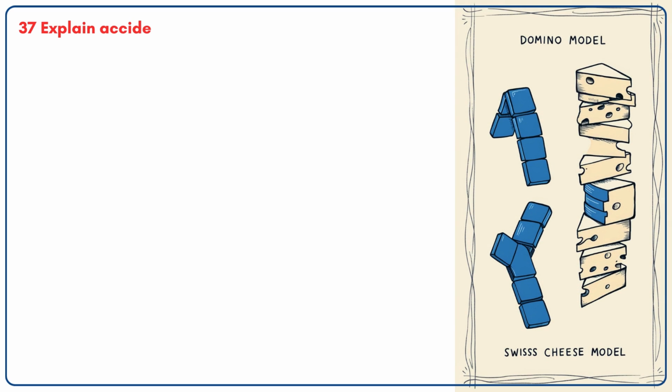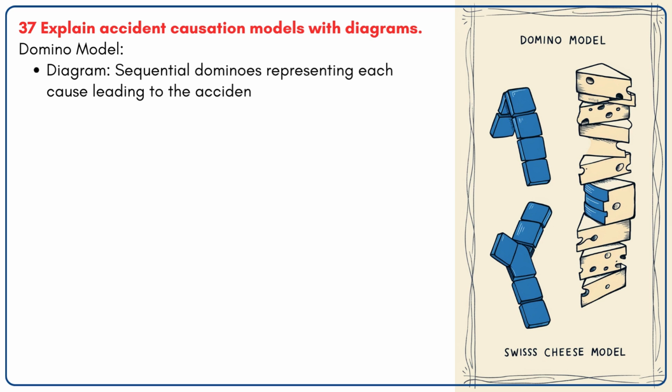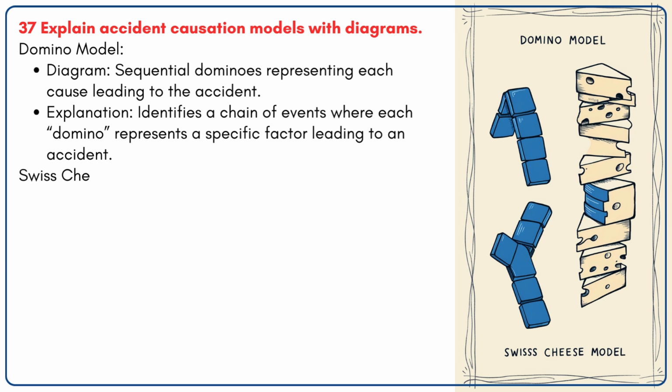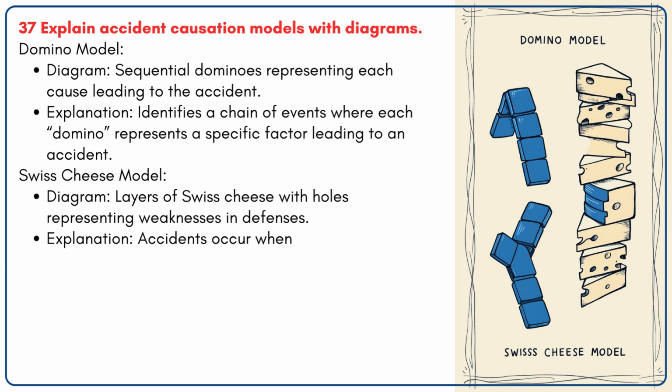37. Explain accident causation models with diagrams. Domino model. Diagram: sequential dominoes representing each cause leading to the accident. Explanation: identifies a chain of events where each domino represents a specific factor leading to an accident. Swiss cheese model. Diagram: layers of Swiss cheese with holes representing weaknesses in defenses. Explanation: accidents occur when holes in different layers align, allowing hazards to pass through.